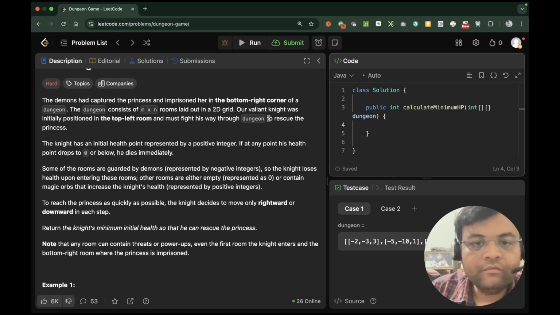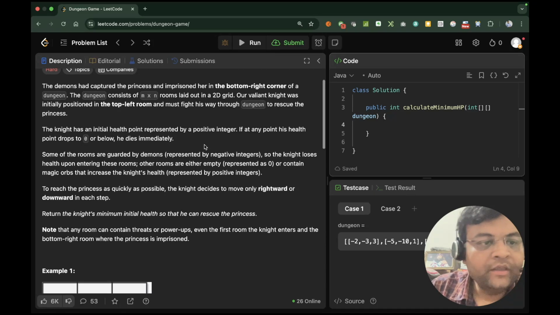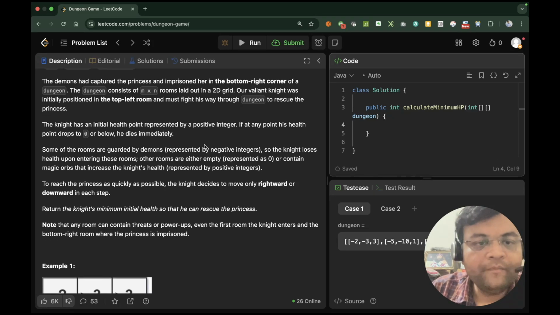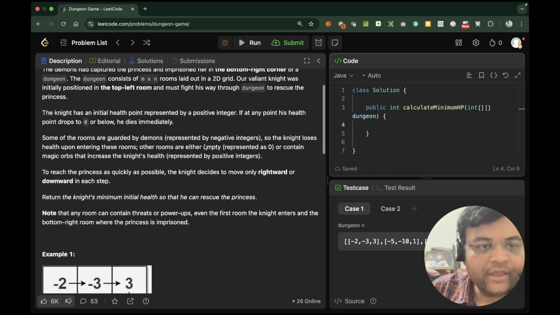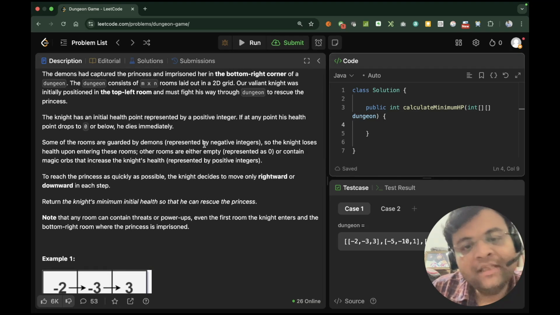He must fight his way through the dungeon to rescue the princess. The knight has an initial health point represented by a positive integer. If at any point his health point drops to 0 or below, he dies immediately. So there is a health point that is assigned to the knight, and if that point drops to 0 or below, he dies immediately.